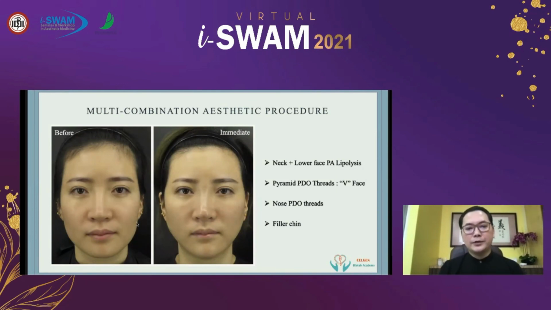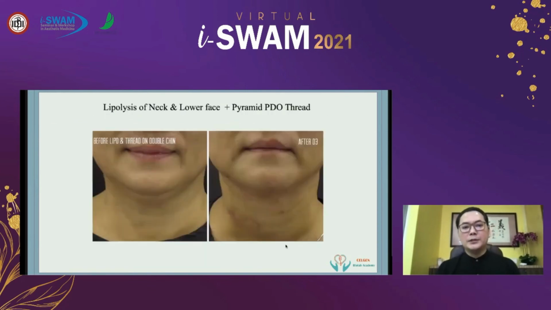Immediate result, you can sharpen the face. And then the nose, of course, we put in the nose filler thread, and then the chin, we put in the filler to make the face more longitudinal. So actually the thread you can combine with all other aesthetic procedures as well.